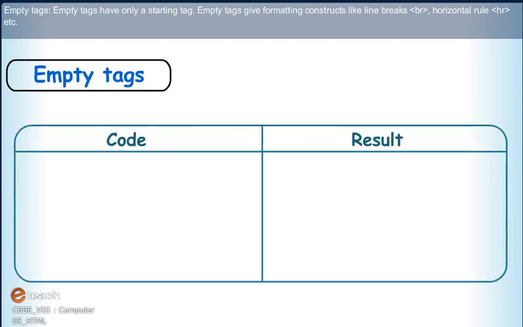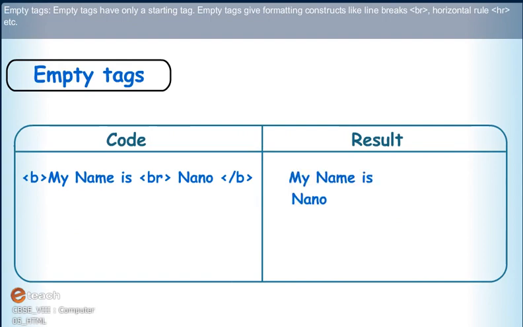2. Empty tags. Empty tags have only a starting tag. Empty tags give formatting constructs like line breaks, the br tag, horizontal rule, the hr tag, etc.